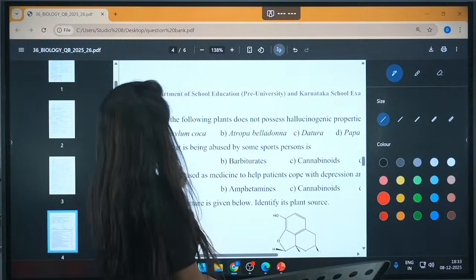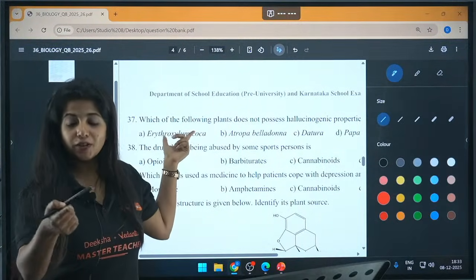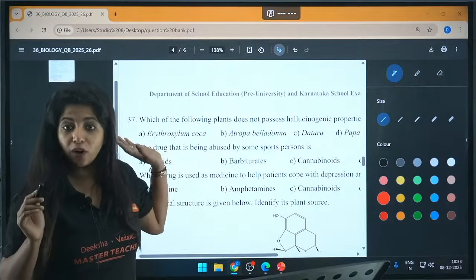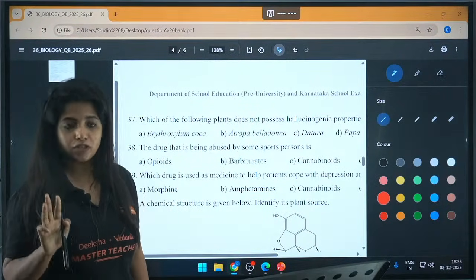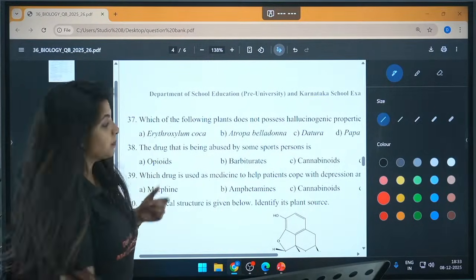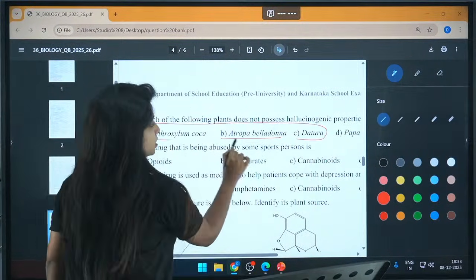So that means you are saying Erythroxylum coca causes hallucination? Yes, ma'am, you just told. Erythroxylum coca is where you get cocaine from and it causes hallucination. Now there are 3 plants given in your NCERT that cause hallucination. One is Erythroxylum coca, the second one is Atropa belladonna, the third one is Datura. 3 of them cause hallucination.